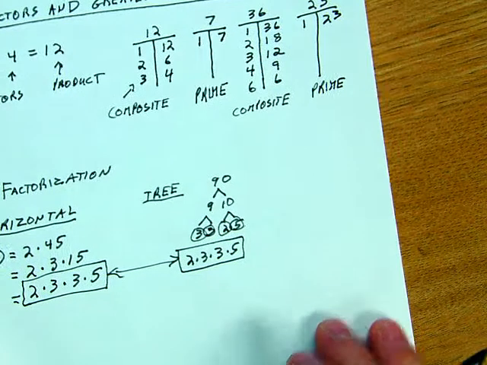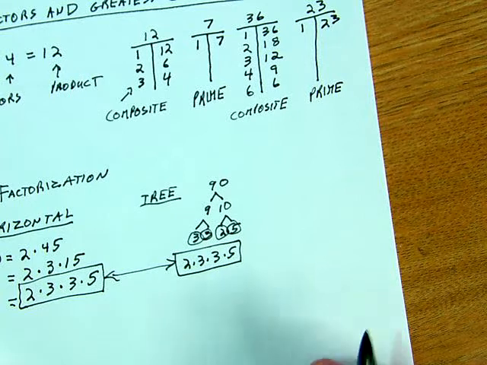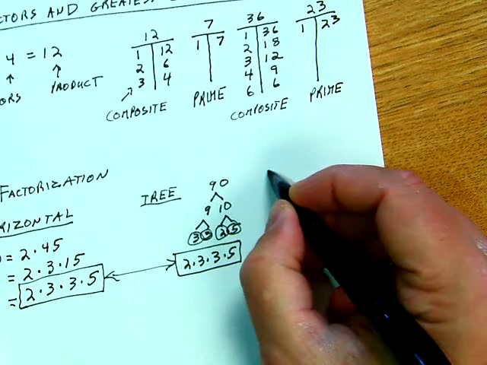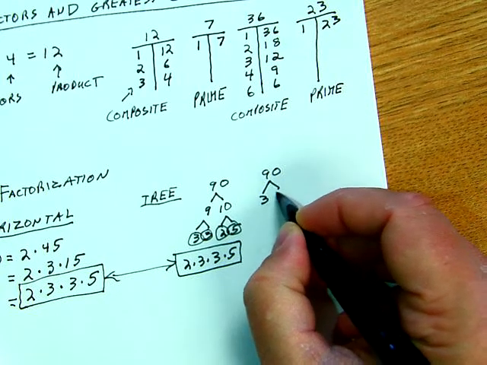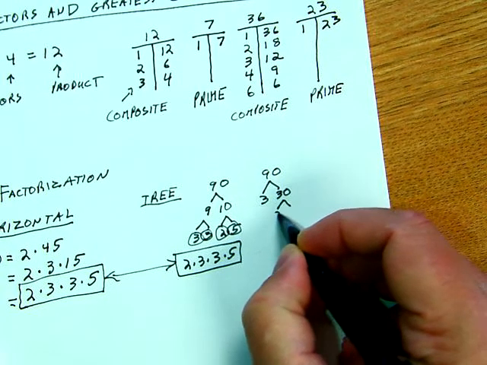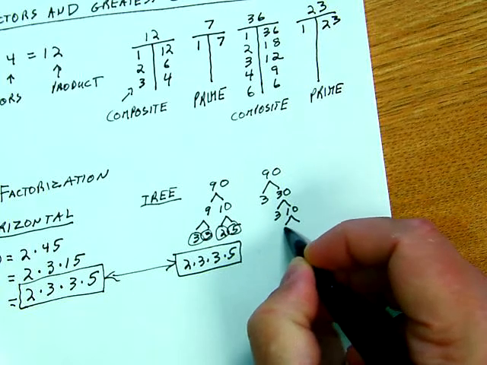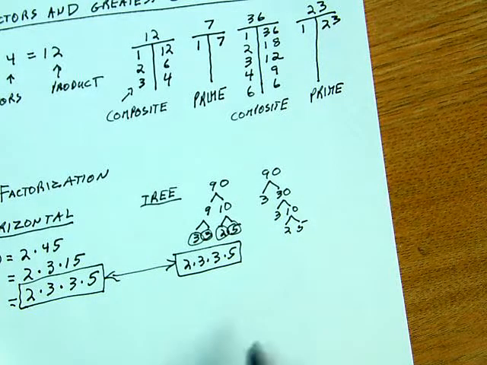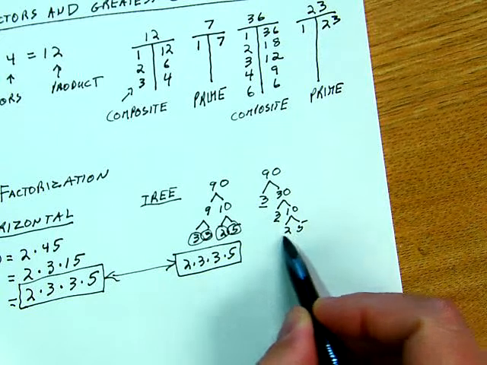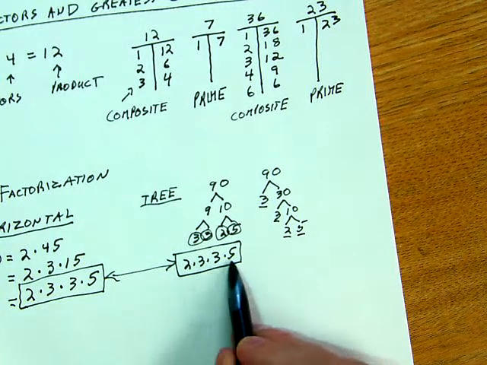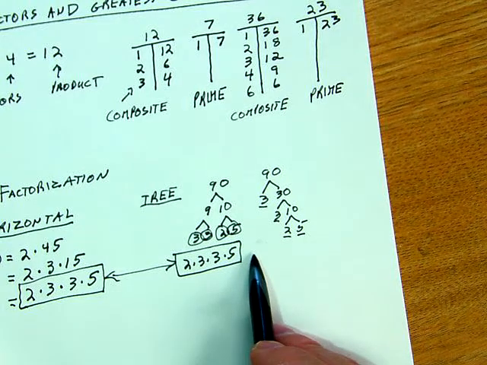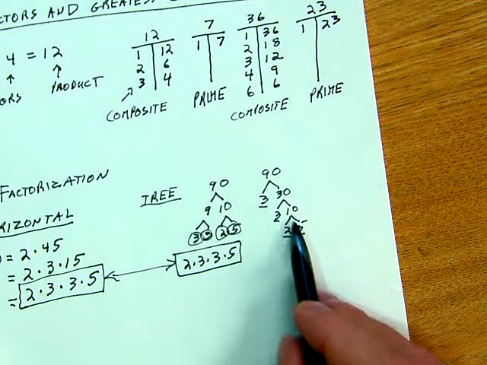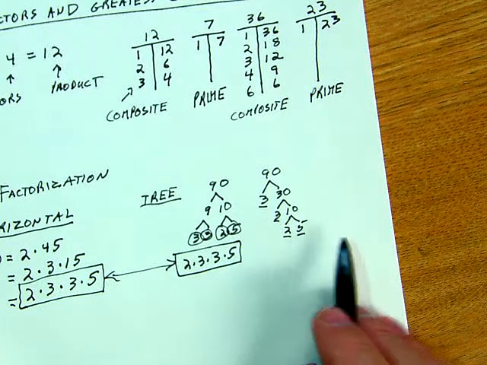And notice that this answer is the same as that answer. Okay? And one of the things when you're doing the tree, you can break it down many different ways. Let's just do the tree, and let's do 3 and 30. And then 3 and 10, and then 2 and 5. You'll notice that I have 3 times 3 times 2 times 5, and that's the same numbers here. So when you write it, finally, you always write it smallest to largest, but I'd get the same answer even though I used a different method of walking through the tree.